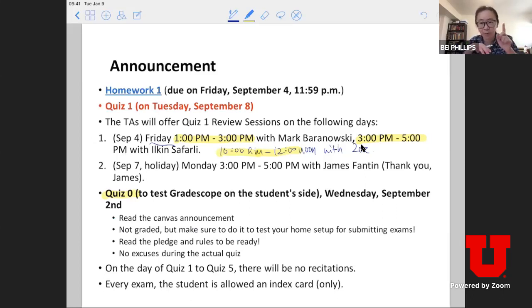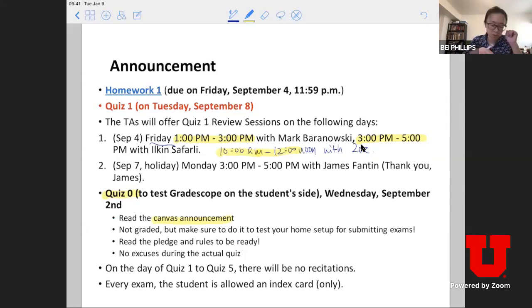But quiz 0 only has one single question. It's just to test your system, but try to go through that. There are details in a Canvas announcement about this. Quiz 0 is not going to be graded, but it's to make sure you know how to use Gradescope to submit the quiz on the day of the quiz.